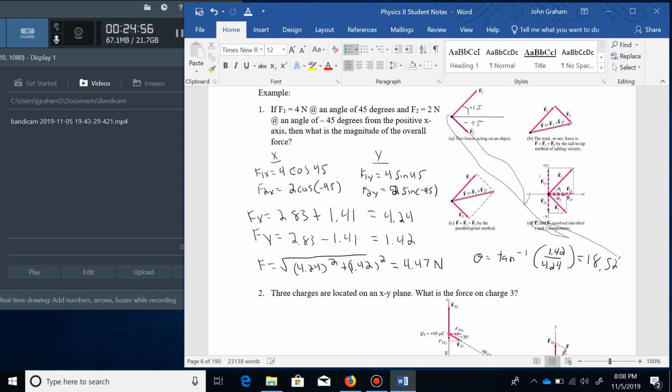Nope. I didn't even hit the button that time. Just started drawing. Okay. We know this is the angle coming up off the x-axis.